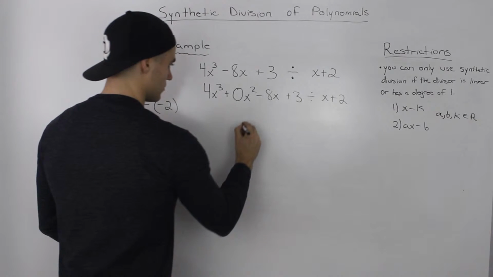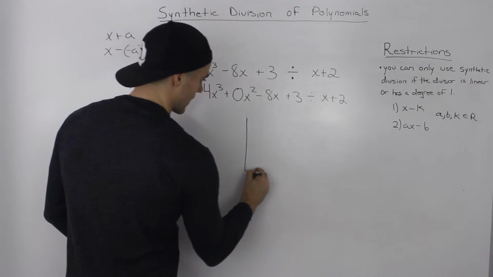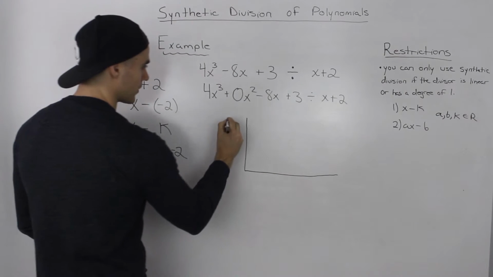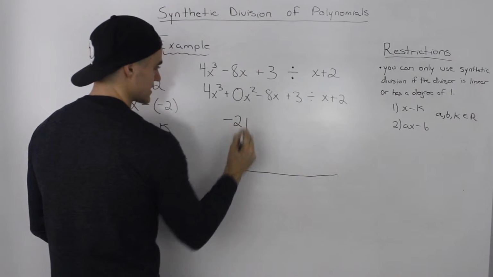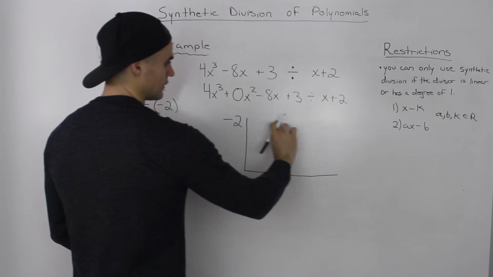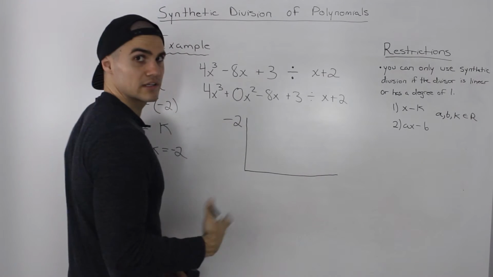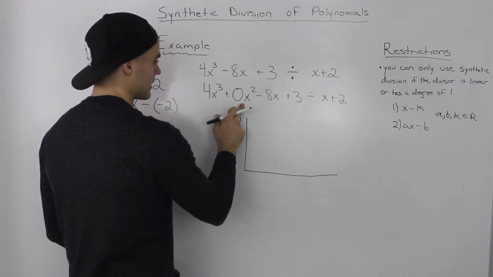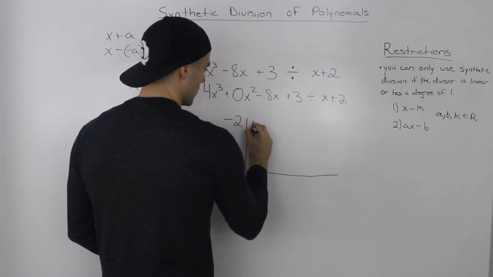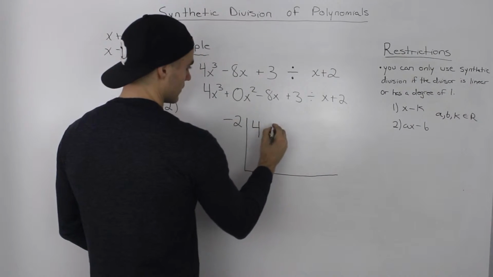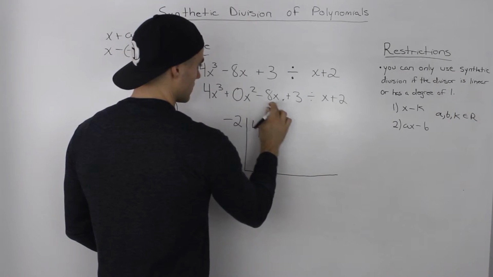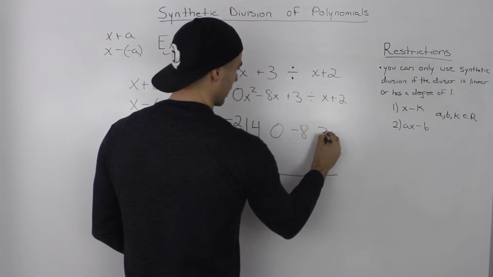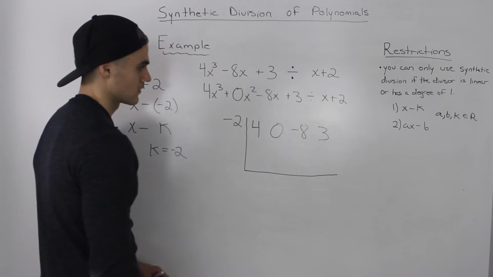So now we can make our chart. We have everything that we need. So the first thing we do is we take our k value, put it up here. So our k value in this case is negative 2. Then in the first row, we rewrite our leading coefficients of the dividend, including the 0 that we included. So 4, 0, negative 8, and then positive 3.